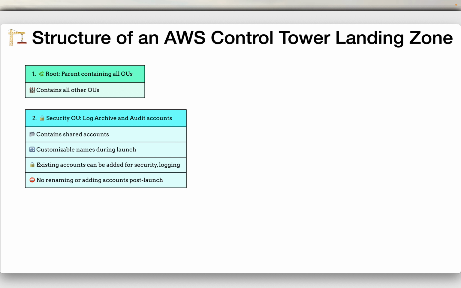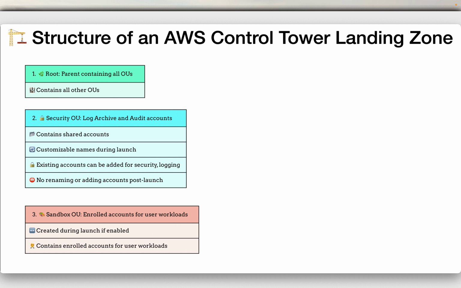During landing zone launch, you can choose a customized name for these accounts and bring existing AWS accounts into AWS Control Tower for security and logging. However, these cannot be renamed or added later after the initial launch. Then there is something called the sandbox OU, which is created during the landing zone launch if enabled. This and other registered OUs, organizational units, contain the enrolled accounts that your users work with to perform their AWS workloads.